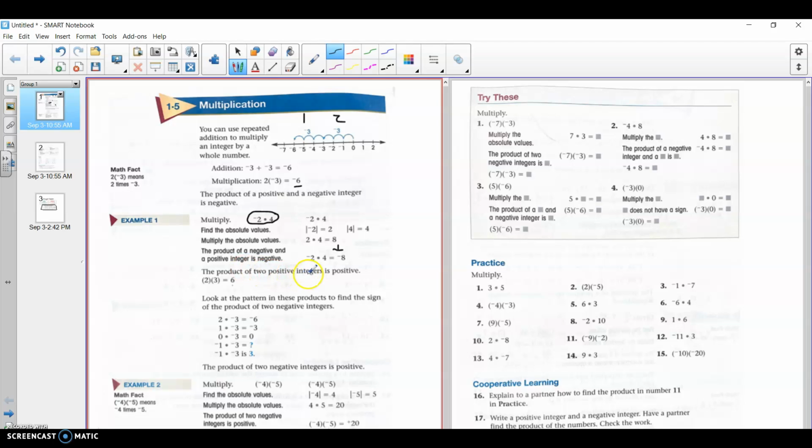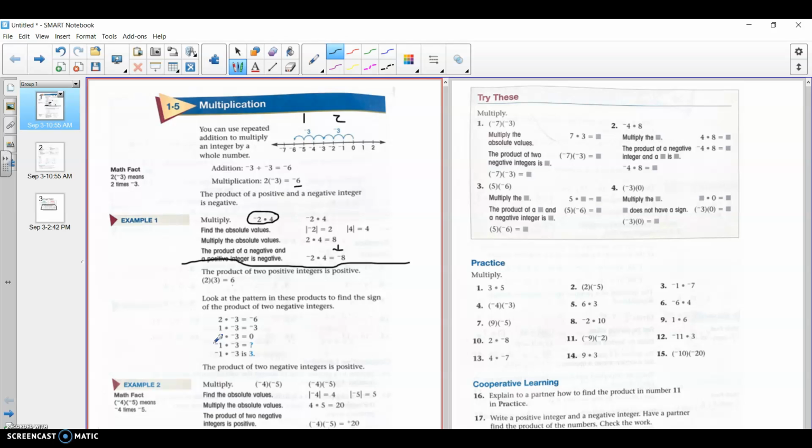Again, this is the new section right here. The product of two positive integers is positive. Notice there's no negatives here, so 2 times 3 will give you 6. Look at the pattern of these products to find the sign of the product of the two integers. If you have 2 times -3, that's going to give you -6 because different signs. 1 times -3 is going to give you -3. 0 times -3 is going to give you 0, and that is because 0 is neither positive nor negative.